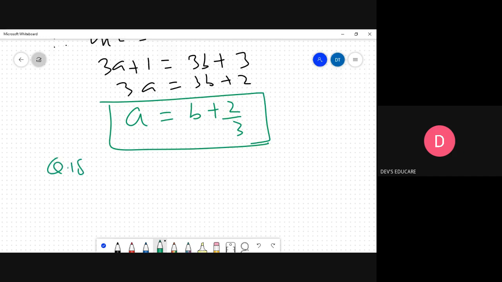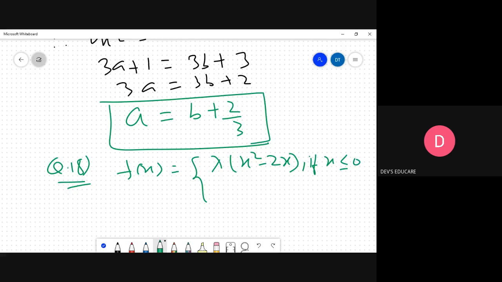Question number 18. For what value of lambda is the function defined by f(x) equals lambda times x square minus 2x if x is less than or equal to 0, 4x plus 1 if x is greater than 0, continuous at x equals 0, and also check the continuity at x equals 1.